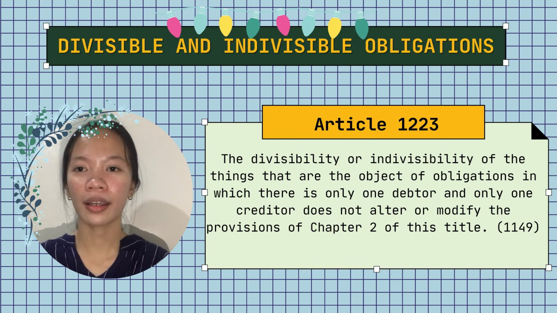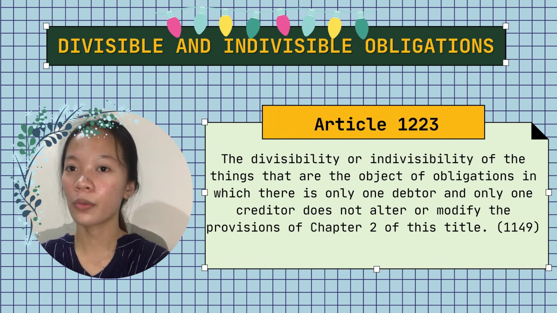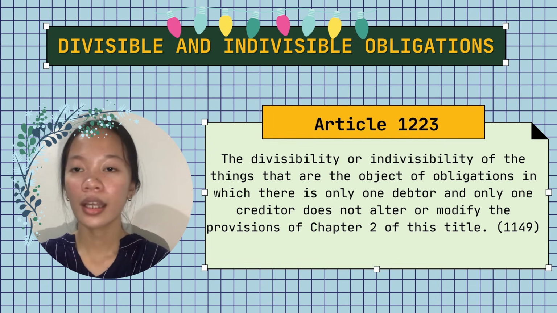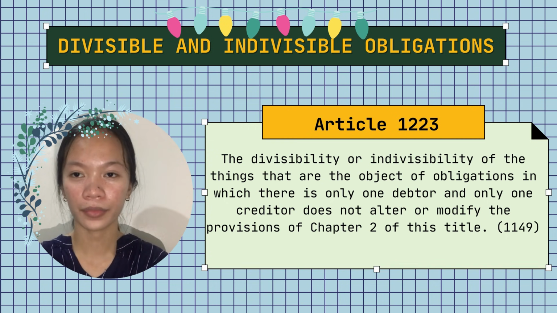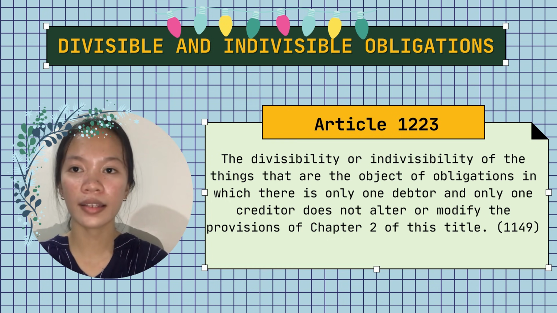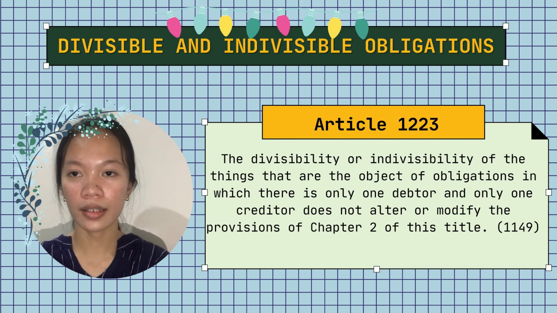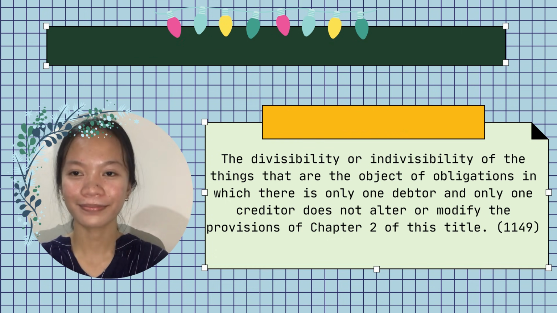Article 1223 declares that the divisibility or indivisibility of the things that are object of obligations, in which there is only one debtor and only one creditor, does not alter or modify the provisions of Chapter 2 of this title. So the article defines the concept of divisible obligations and indivisible obligations. To understand more about it, here is an example narrative.